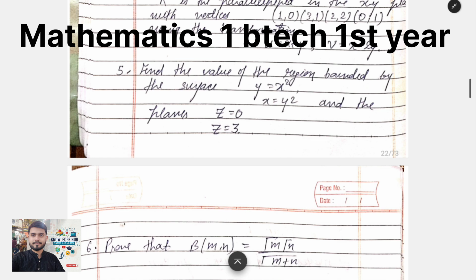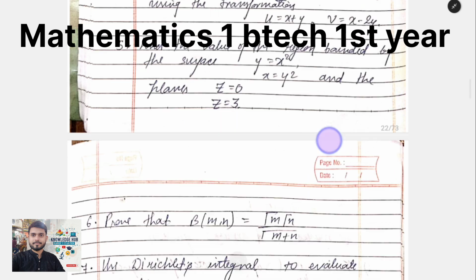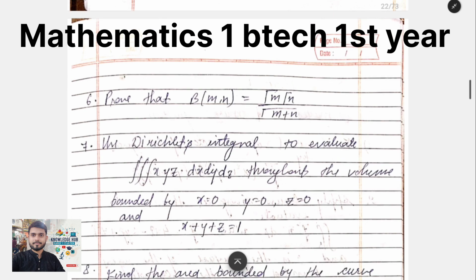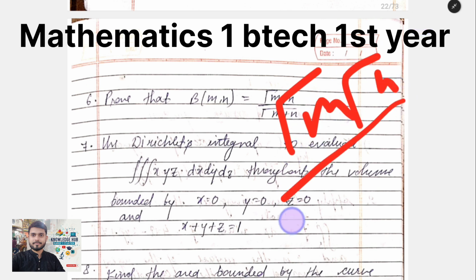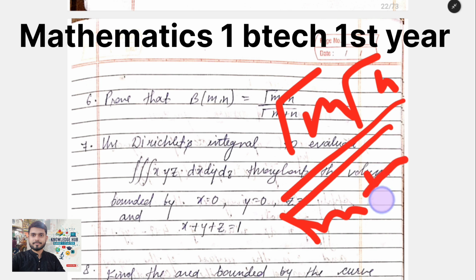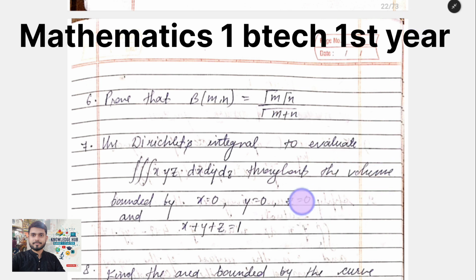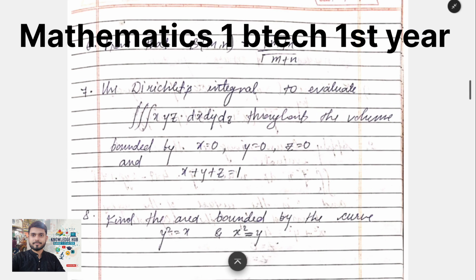Now the fifth question is find the value of the integral over the space bounded by y is equal to x square, x is equal to y square, and the planes z is equal to 0 and z is equal to 3. Now the sixth question is prove that beta(m, n) is equal to gamma m gamma n upon gamma (m plus n). This is basically one type of proving question.